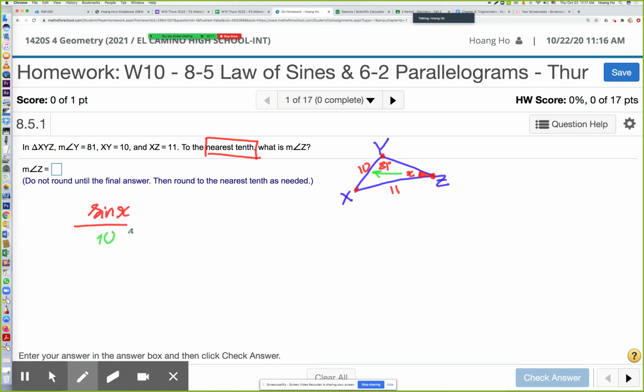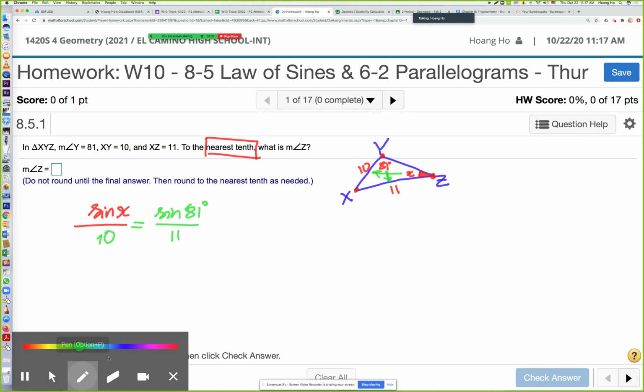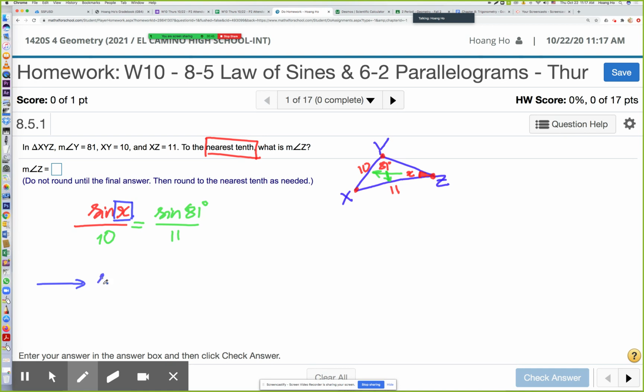Equal to sine again, but this time I choose sine 81 degrees, because 81 degrees is the angle that is available. I should not choose the sine of angle x over here. The measure is not there. Over the opposite side of the 81 degree angle, which is 11. Look at this equation right here, and you see x is the only unknown. Everything else you know. Sine 81 degrees, you know. 10, 11, you know.